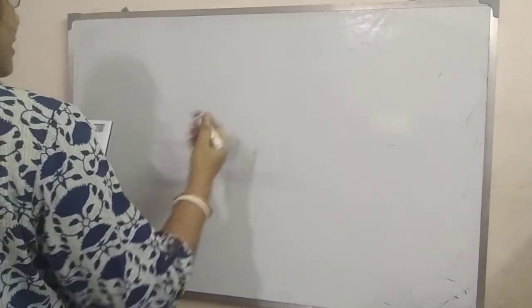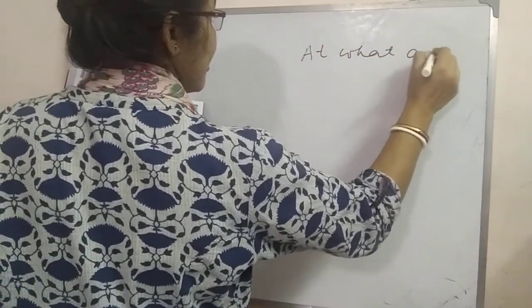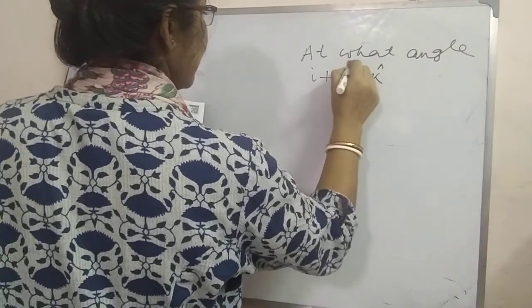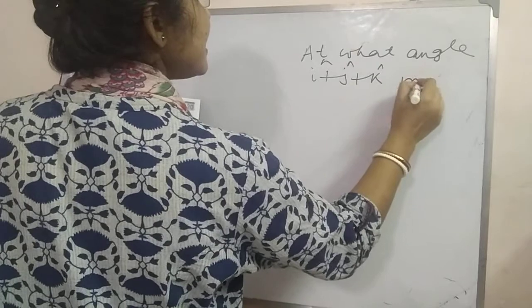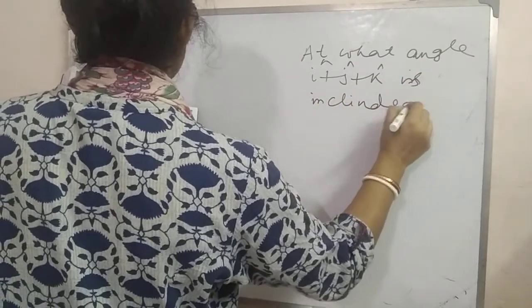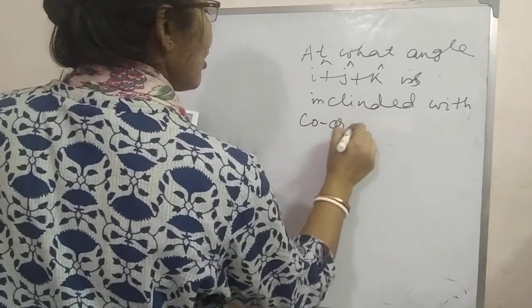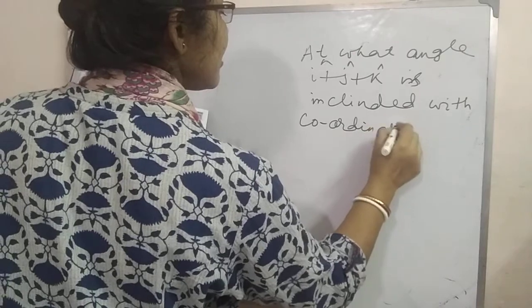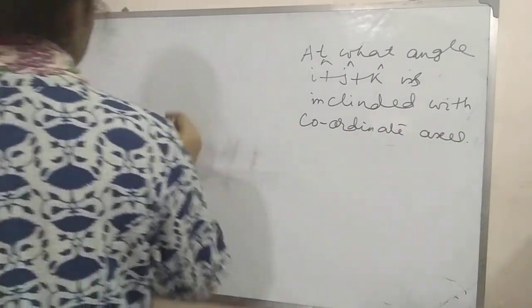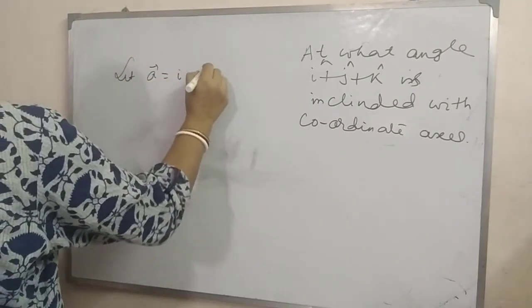The question is: at what angle is the vector i plus j plus k inclined with the coordinate axes? Solution: let vector A equal i plus j plus k.